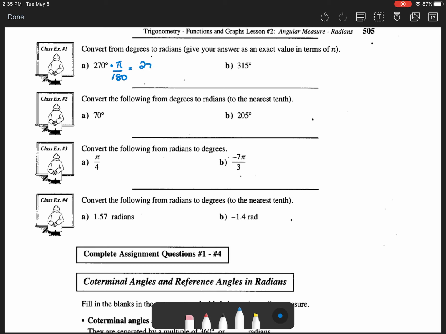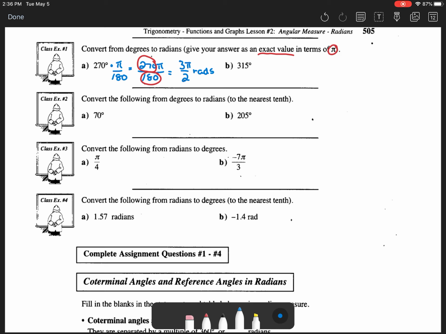So here's what happens. If you multiply straight across, you're going to get 270 pi, 270 times pi, and then that's over 180. All you want to do is basically deal with the values 270 over 180 and reduce that to lowest terms, because they've asked me to give my answer as an exact value, in terms of pi. So when I take 270 over 180, I can divide them both by 90. So therefore, I will end up with 3 pi over 2. And those are radians.